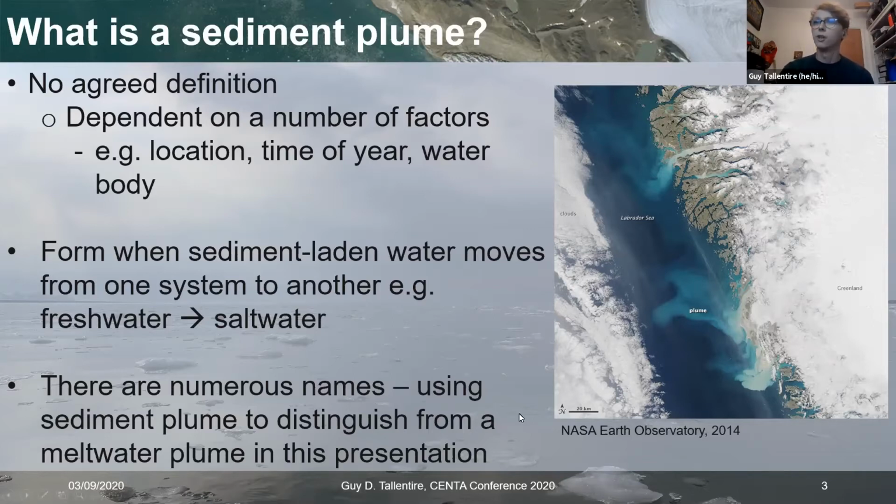The kind of definition I've come up with for what a sediment plume is, is when sediment-laden water moves from one system to another. So, for example, a river to the ocean. There's loads of different names. People might say plume, and I might say plume, and by that I mean sediment plume, and I'm using that term to distinguish from a meltwater plume, which is something completely different.